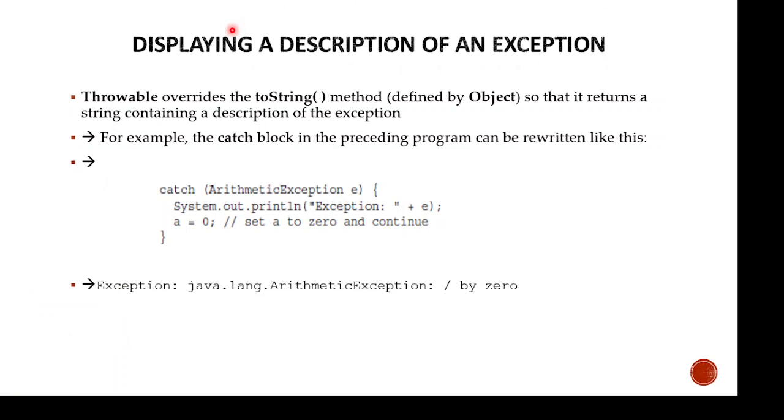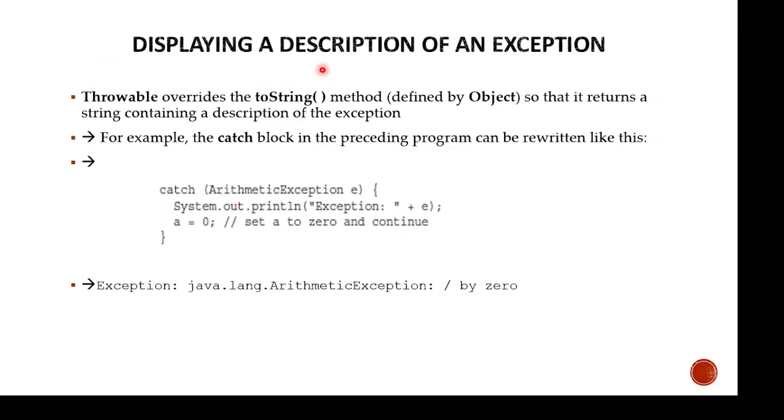Okay. So what happens usually, friends, is that whenever we speak of Throwable, it tries to override the toString method. Why does it override the toString method? Because it returns a string containing the description of the exception. And always remember, friends, this toString method is defined by Object, and using this, Throwable overrides the toString method.